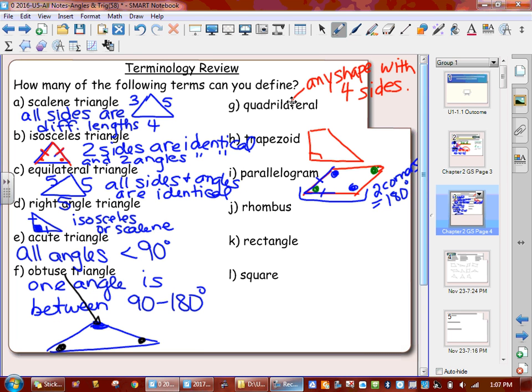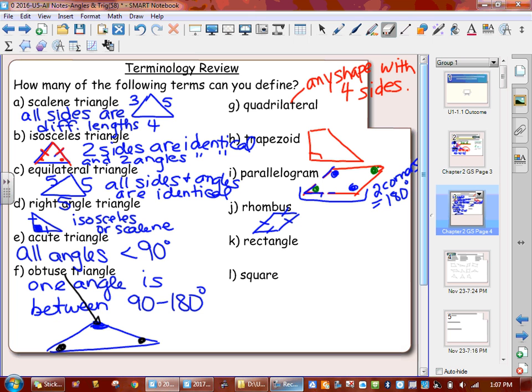A rhombus is a square that's been kicked over. So a rhombus has all sides the same. A lot of people call it a kite. So it's a square that has been kicked over. So it looks like a parallelogram, but all sides are the same. Okay? That's what these little ticks mean. All sides are the same. Take those ticks off because they are not the same.